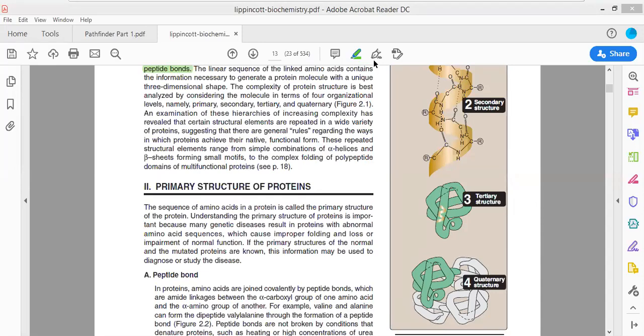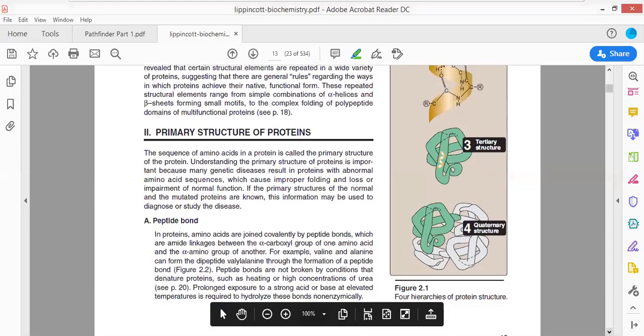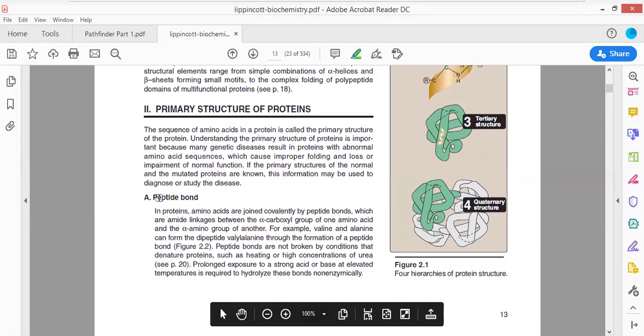Now what we have to study here is that which will form the secondary structure, the tertiary, and the quaternary structure of protein. Now, the primary structure of protein. What is the primary structure of protein? How is the primary structure of protein produced?